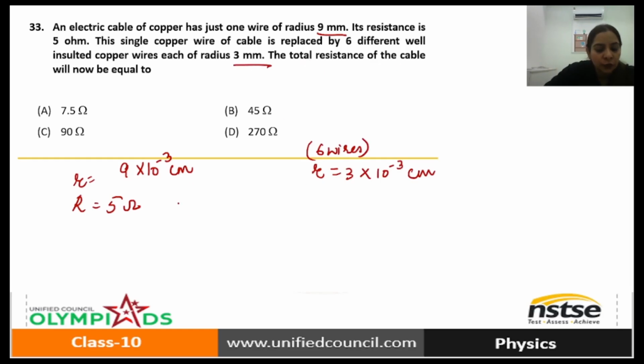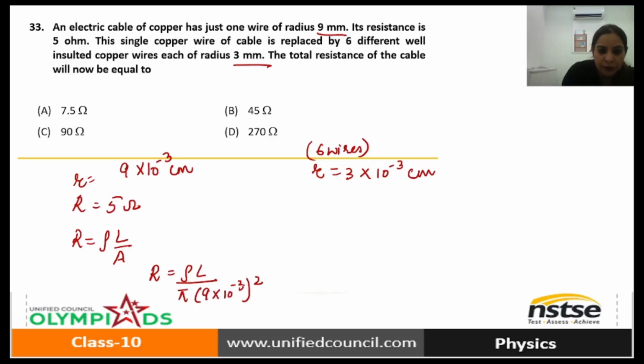In this case, we know that if we consider one wire, R is equal to rho L upon A. We know this relation. So putting the value here, it will come out to be R is equal to rho L, and area is pi R square. So we can write pi, and R square means 9 into 10 raised to power minus 3 square. So this comes out to be, let's say, R.